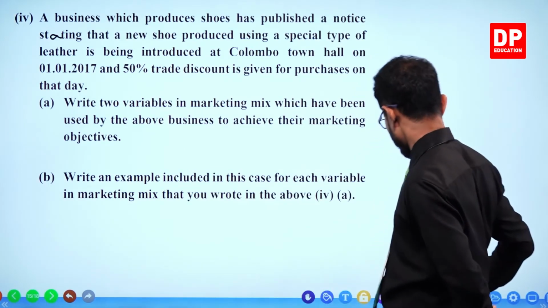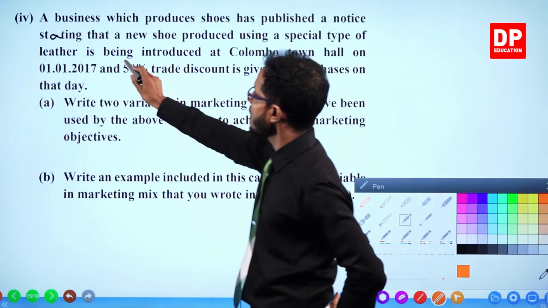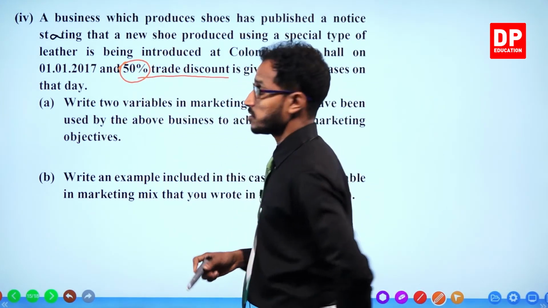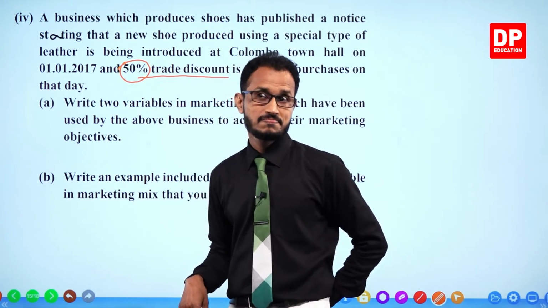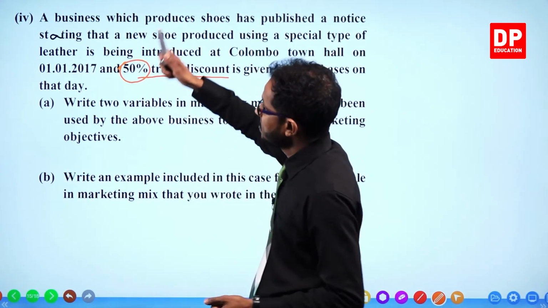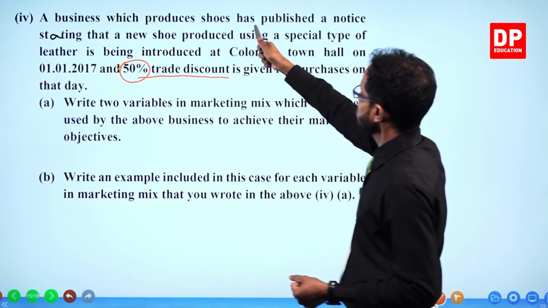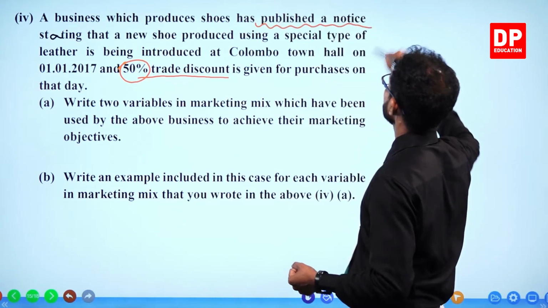50% trade discount. Wow, 50%. That's a good trade discount. You should go to this launching ceremony if you want to buy new shoes. This business is producing shoes and they have published a notice.